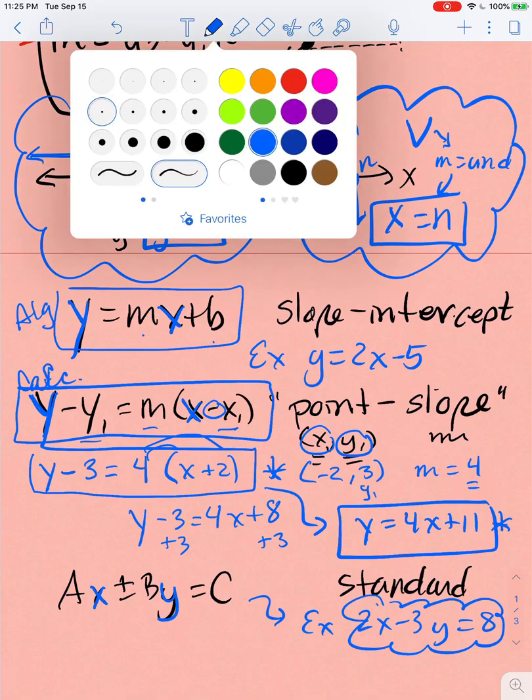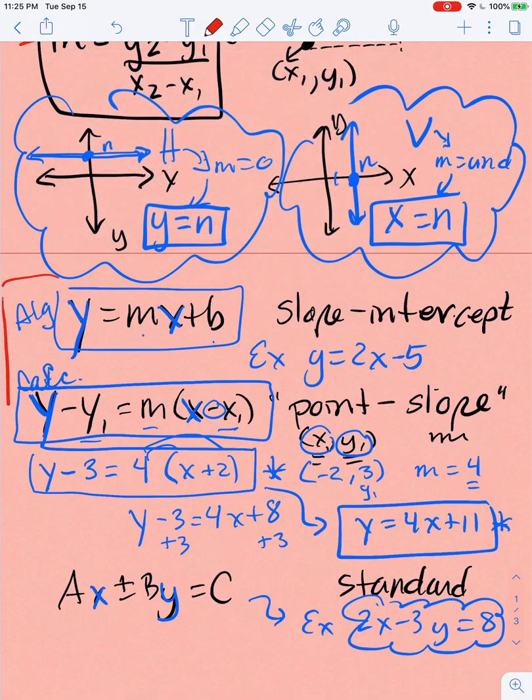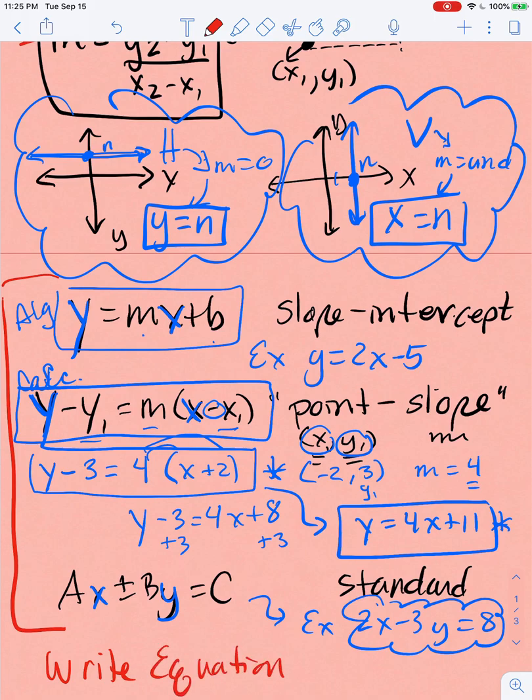So all of these that I just talked about down here, all these different equation formats, that's what we're going to use to write equations. So they're going to give us information, and we're going to write the equation that's easiest based on what information we have. Do we know the slope and the intercept? Then we'll just use that formula. Do we know a point and the slope? Then we'll start with this formula. You almost never start with general because it's hard to find information.